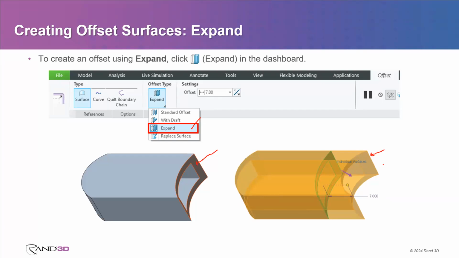And then since I'm expanding out a solid face here, it's going to fill in between the new surface and the original with solid material. And it actually makes the solid part bigger. If I offset in the other direction, it would actually cut away some of the solid geometry.